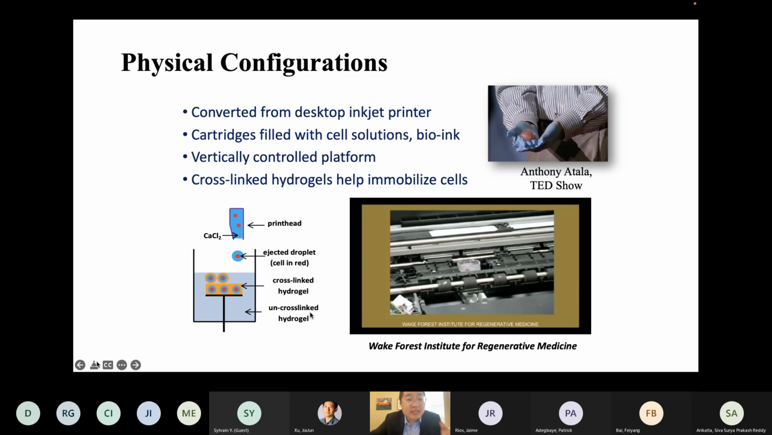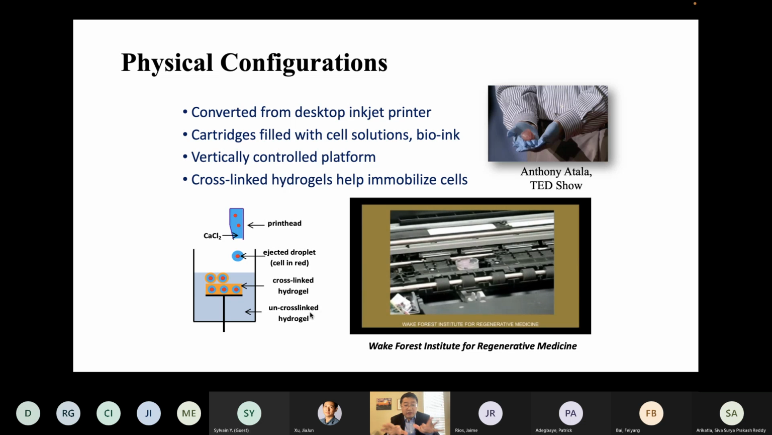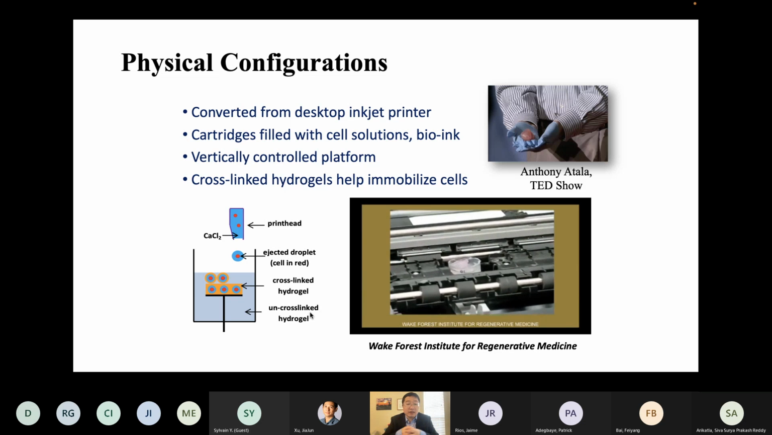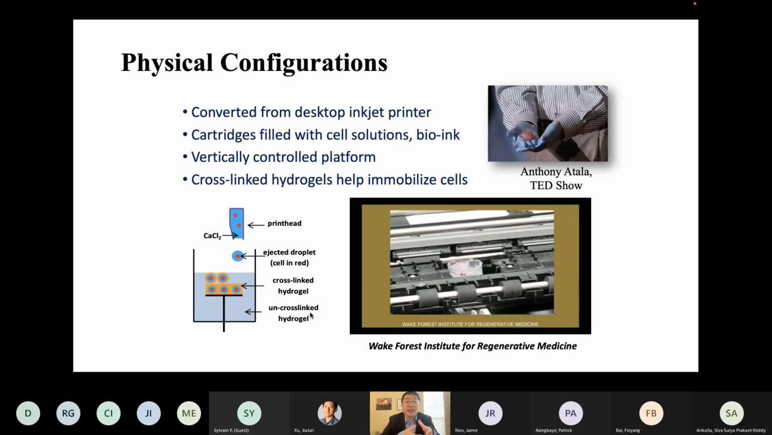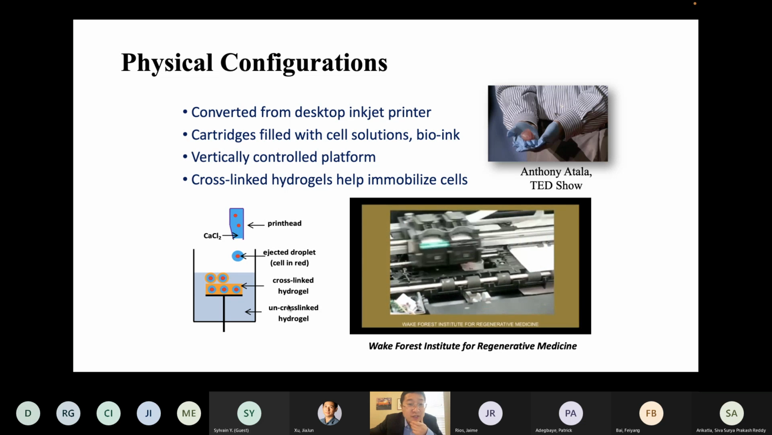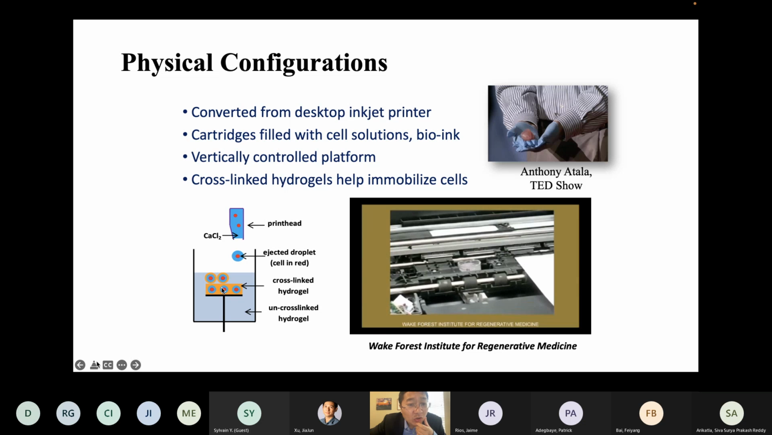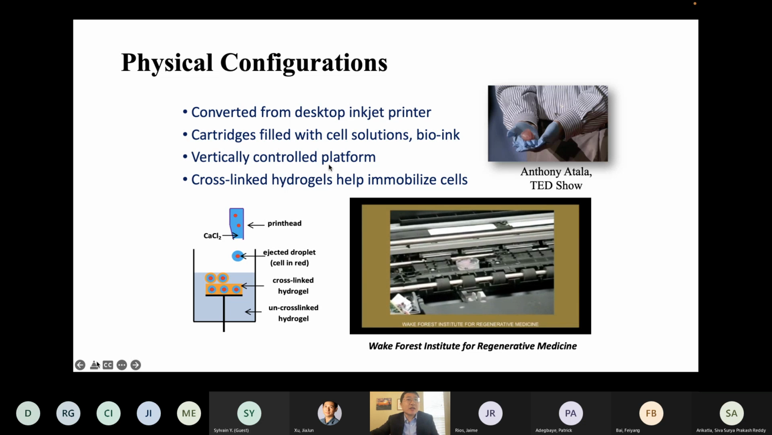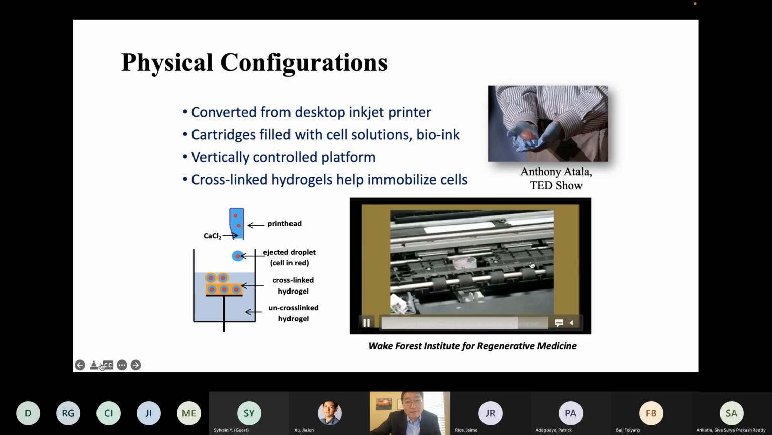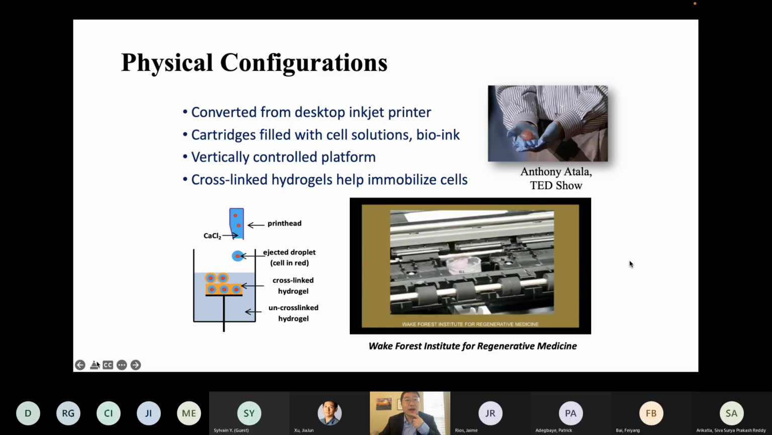So this uncross-linked hydrogel is kind of an oil solution. It's very sticky, viscous. In fluid mechanics, we call these viscous fluids, highly viscous fluids. So calcium chloride will react with the hydrogel, and the hydrogel will have a cross-linking reaction. Cross-linking will fuse the structure together, so the cells will be fused together. Okay, so this is the physical configuration, and we also see examples from actual practice, right?